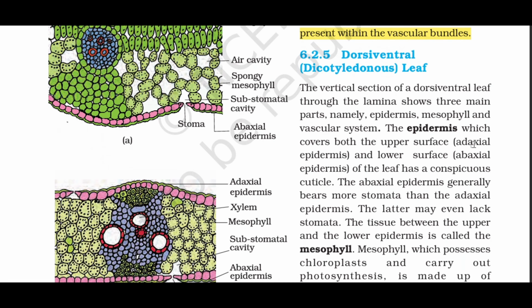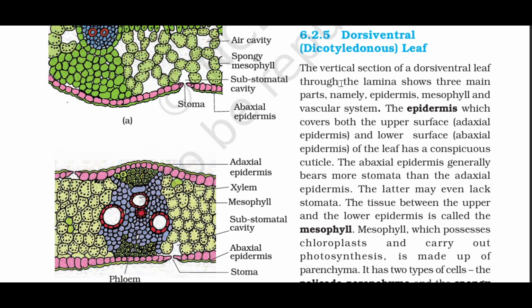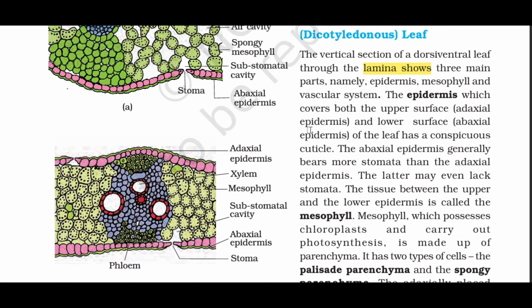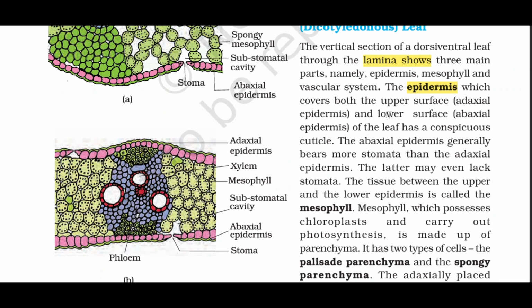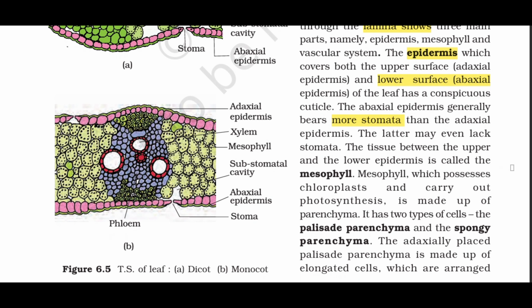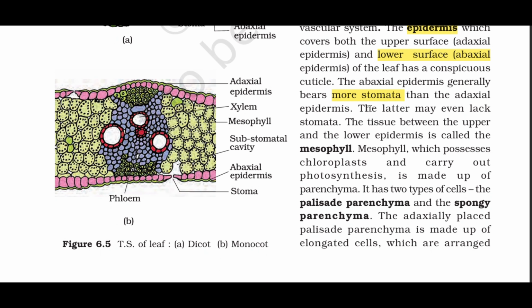Dorsiventral, dicotyledonous leaf. The vertical section of a dorsiventral leaf through the lamina shows 3 main parts, namely epidermis, mesophyll and vascular system. The epidermis, which covers both the upper surface (adaxial epidermis) and lower surface (abaxial epidermis) of the leaf, has a conspicuous cuticle. The abaxial epidermis generally bears more stomata than the adaxial epidermis. The latter may even lack stomata.